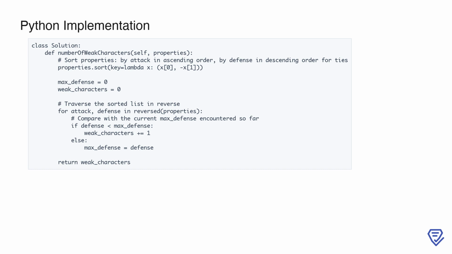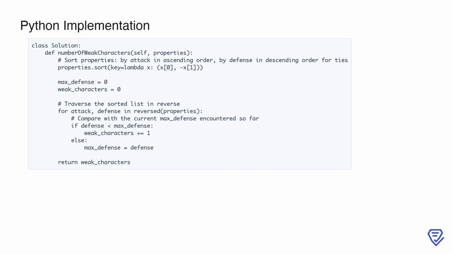This implementation solves the problem efficiently using sorting and a single traversal. First, we sort the properties list by attack in ascending order, and for characters with the same attack, we sort their defenses in descending order. This ensures that while iterating, characters with the same attack are considered in decreasing defense order.